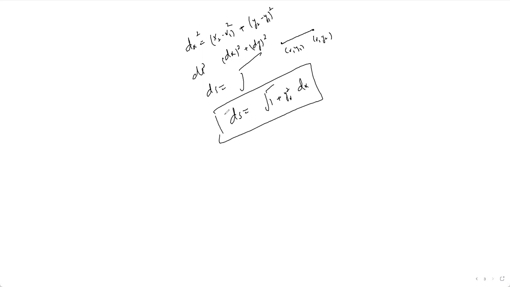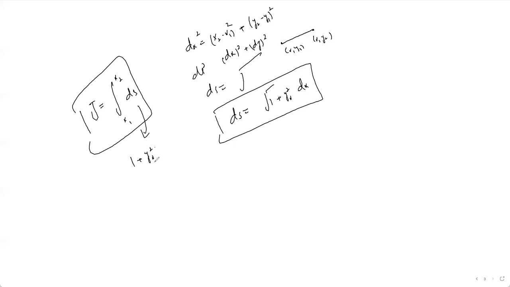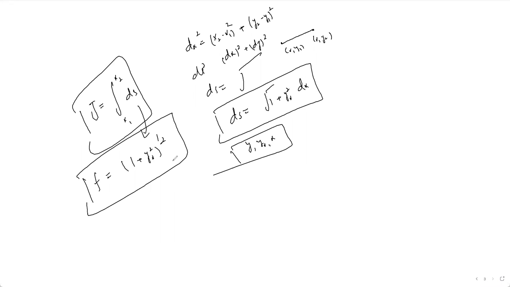So this distance element I am writing as the distance J, because J will be given by the integral from the limits x1 to x2 of ds, which is a functional. So the function here is 1 plus y x square raised to power 1 by 2. This is my function f. You know that the Euler equation was a function of three independent variables, y, y x and x. But here it is independent of y.